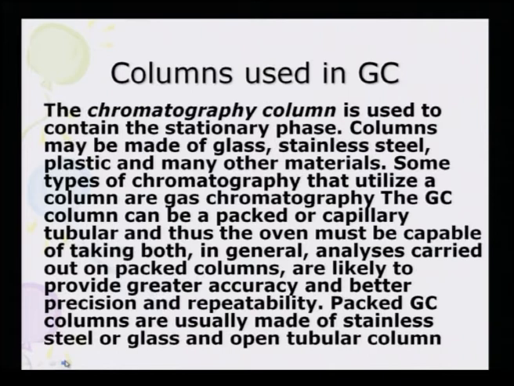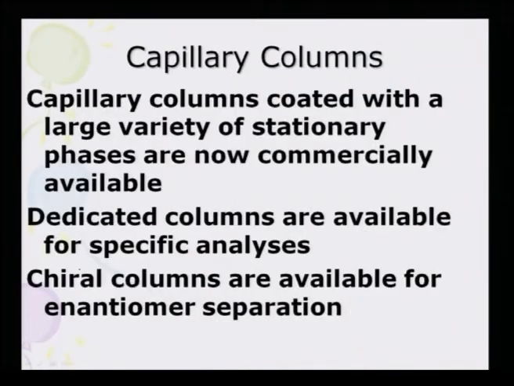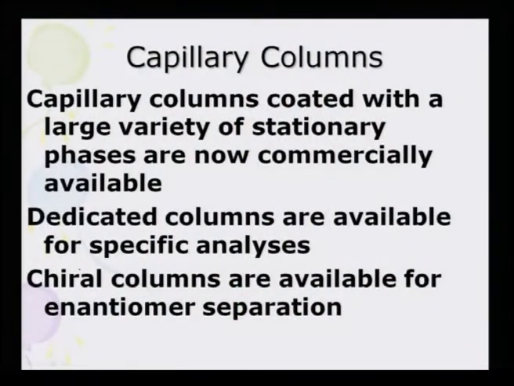In general, the analysis carried out on packed columns is likely to provide greater accuracy and better precision and repeatability. Packed GC columns are usually made up of stainless steel or glass, as opposed to open tubular columns. But as I mentioned, capillary columns are the order of the day. Capillary columns coated with a large variety of stationary phases are now commercially available. Dedicated columns are available for specific analysis. Chiral columns are also available for enantiomeric separations.